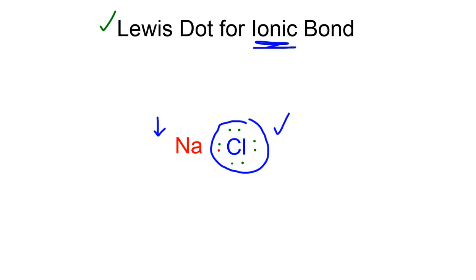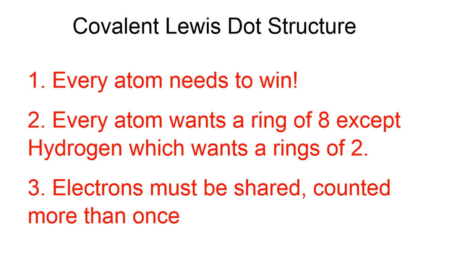However, with covalent bonds, it's going to be different. So in covalent bonds, you're not going to have a winner and a loser. You're going to have 2 winners. Everybody's going to have a ring around them that they want. Let's go ahead and look at how this works. So the first thing is every atom, yay, gets to win. Not like sodium chloride. Every atom wants to have a ring of 8.